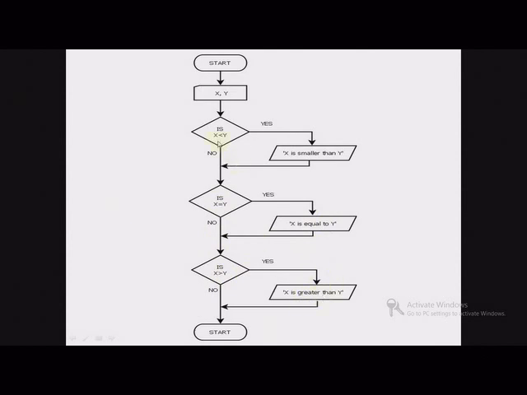We can see that only one of the three conditions can be true at one time. So if this condition is true, then this and this will be false, and therefore these two parts will not be executed. If this is true, then this and this condition, that is x less than y and x greater than y, cannot be true. So if x is equal to y, x cannot be less than y and x cannot be greater than y. So again, in this case, x is equal to y will be displayed. So this flowchart represents how to use if then statement.